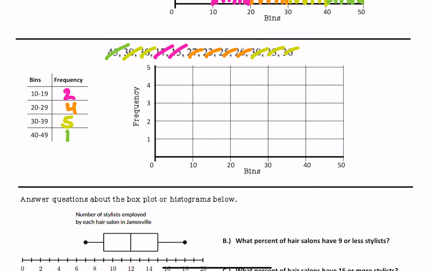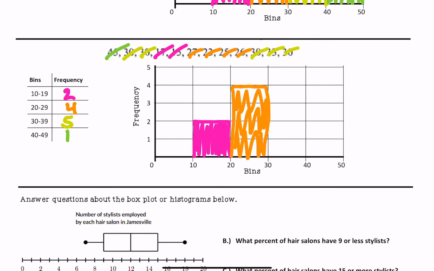So we're going to draw our histogram. So between 10 and 19, there were 2. Between 20 and 29, there were 4. All right. Between 30 and 39, there were 5. Was that just like last time? I don't even know. And then the last one, we had just 1.